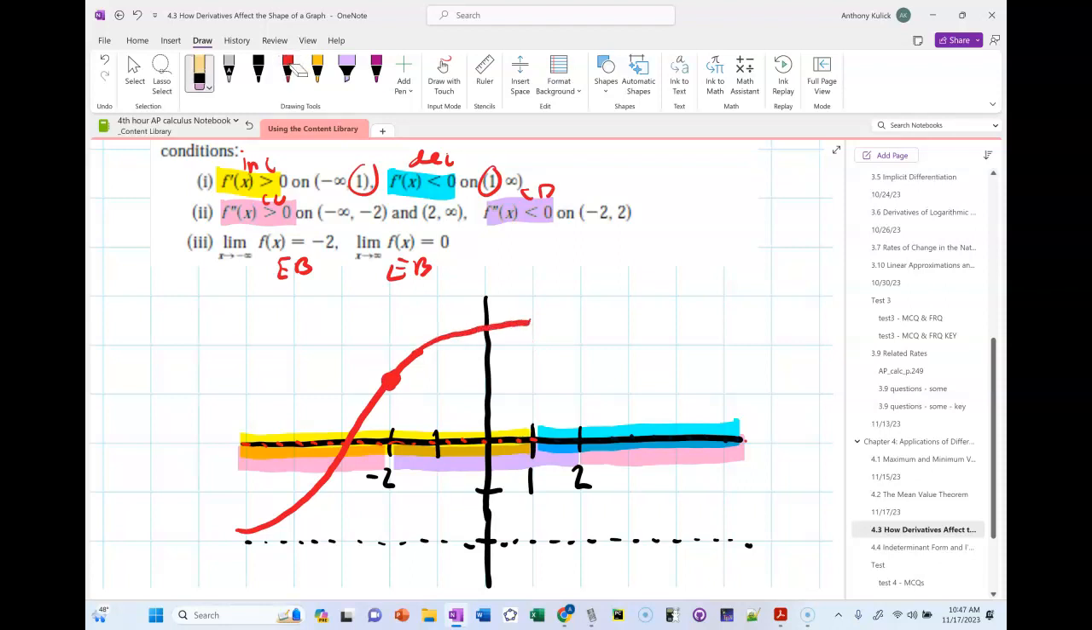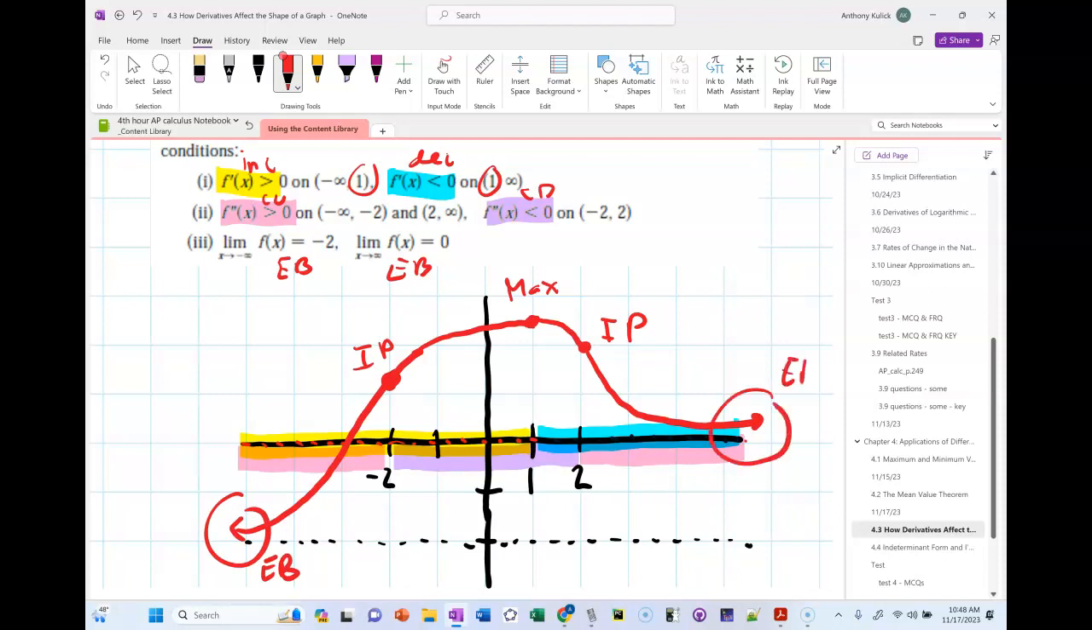And then we're switching to concave up, because we start decreasing once we get to 1. So this is like my inflection point. This is like my maximum. That's my other inflection point. And this is my end behavior. And this is my other end behavior.